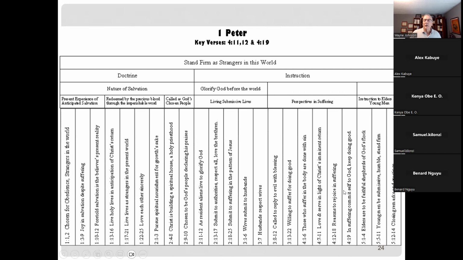Here's another one for Peter. I won't go into detail on this one. I didn't have any theme rows below. But my main unifying big idea for First Peter was to stand firm as strangers in this world. And again, I use that kind of idea. The first part seemed to be focused on doctrine or teaching. The second is more practical, or on instruction and so on. But an example of this is in iLearn as well that you can look at.